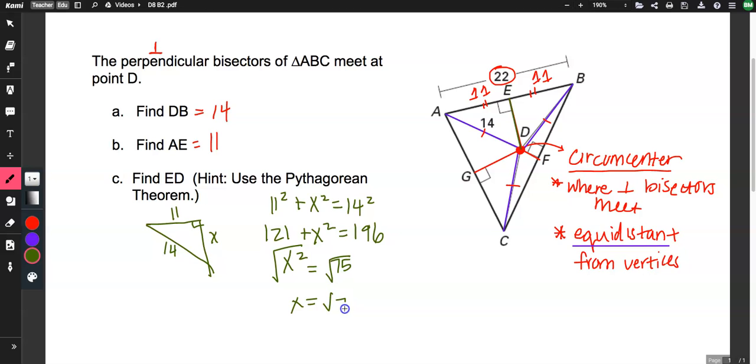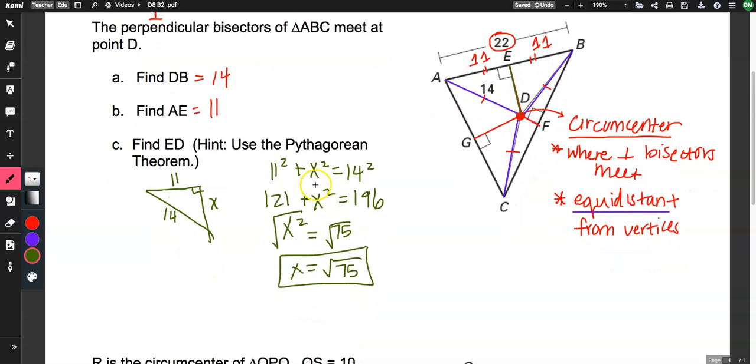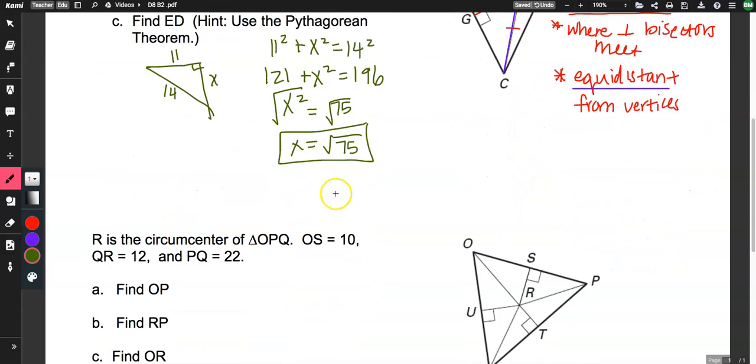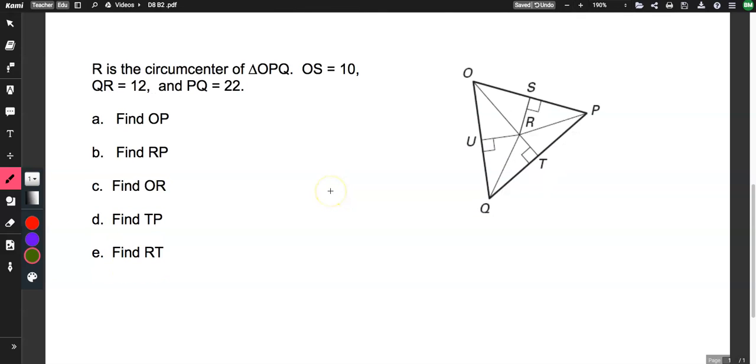All right, pretty straightforward first problem. Let's look at the second one here.